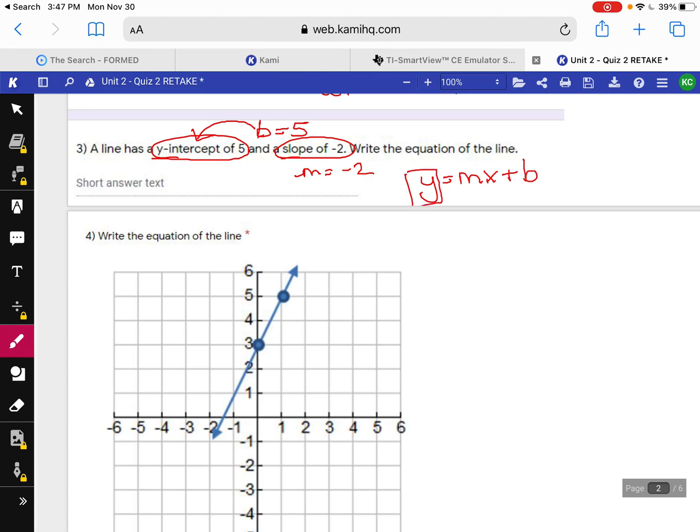Again, the y and the x stay because those are going to be there for all of the points that lie on this line. And now we're going to replace m with negative 2. You have to put that x there because it's negative 2x. And in this case, it is plus 5 because it's a positive 5.